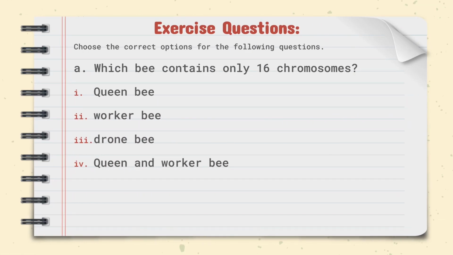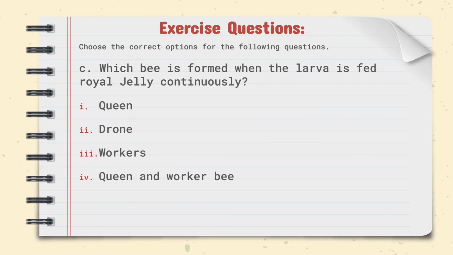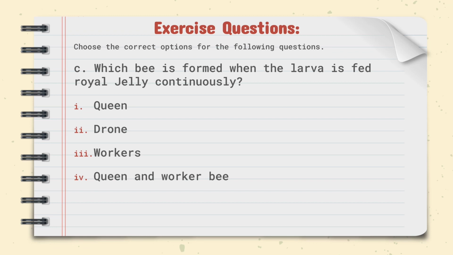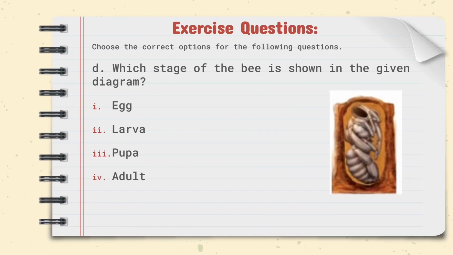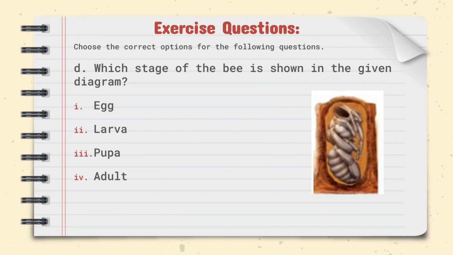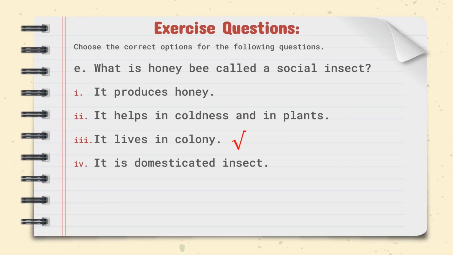Multiple choice questions. 1. Which bee contains only 16 chromosomes? Drone bee. 2. From where is royal jelly produced? From the gland at the head of the worker bee. 3. Which bee is formed when the larva is fed royal jelly continuously? Queen. 4. Which stage of the bee is shown in the given diagram? 5. Why is the honey bee called a social insect? It lives in a colony.